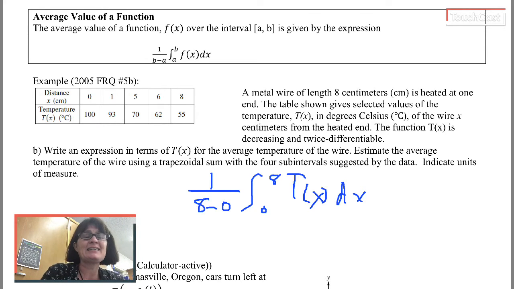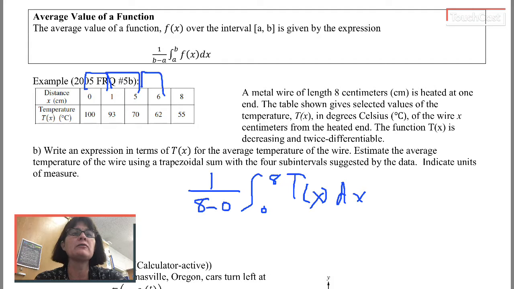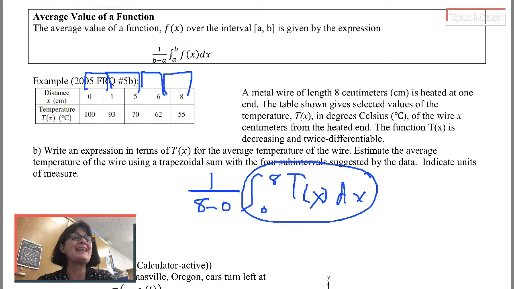All right, so the second sentence says estimate the average temperature of the wire using a trapezoidal sum with the 4 subintervals suggested by the data and give units. So here we have that's one interval, the second interval, the third interval, the fourth interval. Remember, a Riemann sum, or in this case a trapezoid sum, can be used to estimate area under a curve. So we're going to be using a trapezoid sum to estimate that part of the expression. The 1 over 8 minus 0 we're still going to need to use in our answer. So this is what I'm going to write.